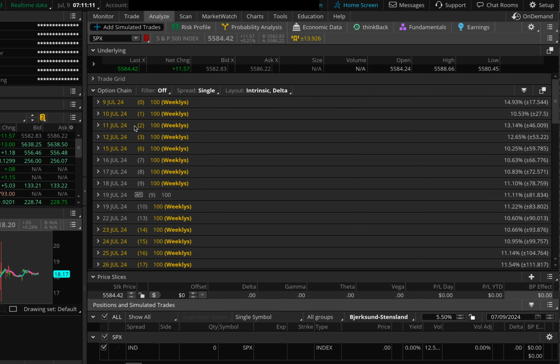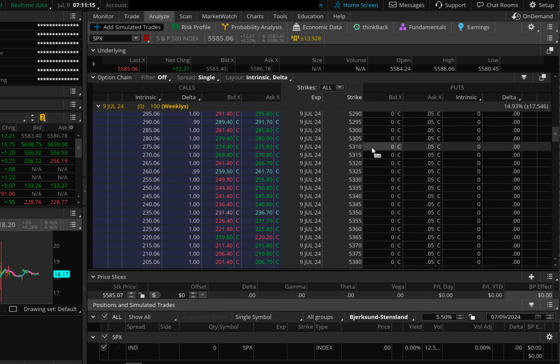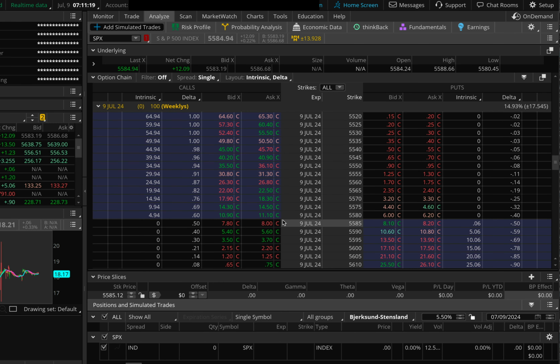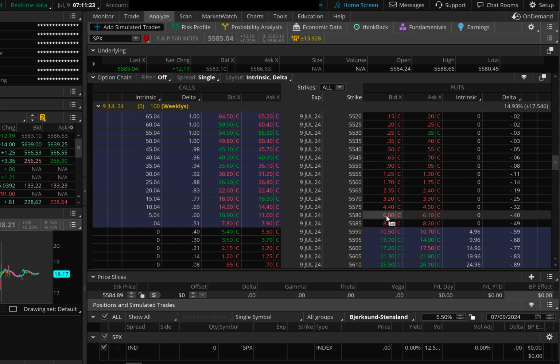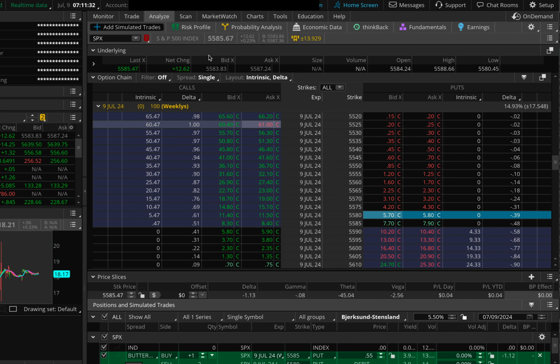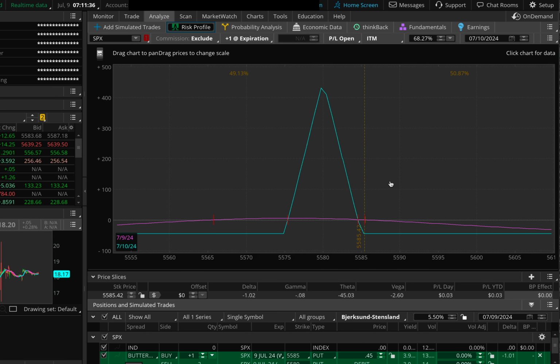This is a 0 DTE trade, so I'm going to go to July 9, and I'm going to go down to at the money. So this week we're doing a slightly different variation on this trade that we've been doing in the past. This is like the off-centered broken wing butterfly version. So I'm just going to throw this in there. The default order, say analyze by trade butterfly. Then I'll go over the risk graph, and there she is in all her glory.